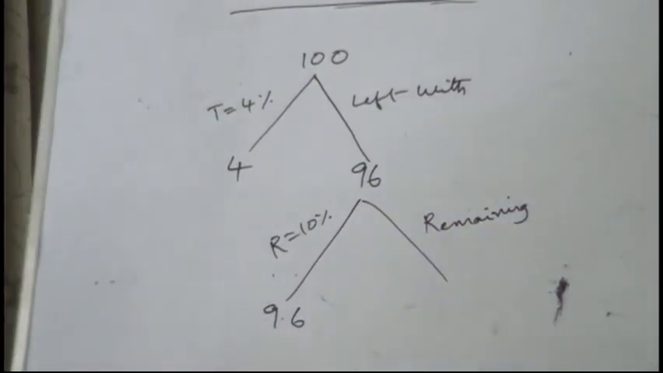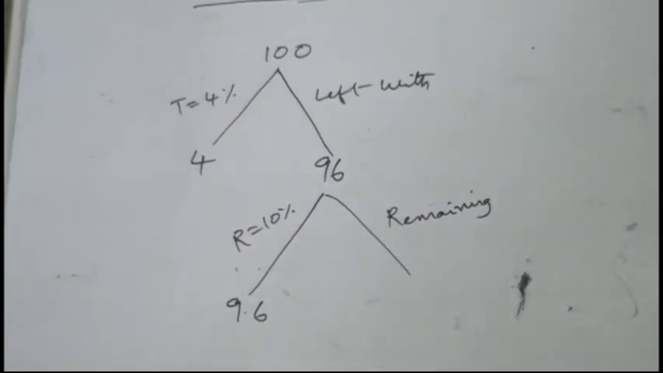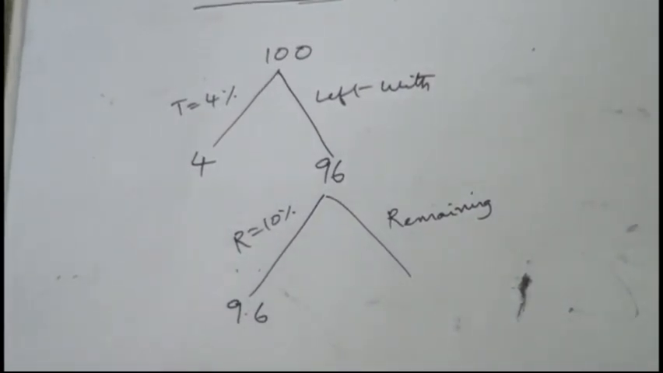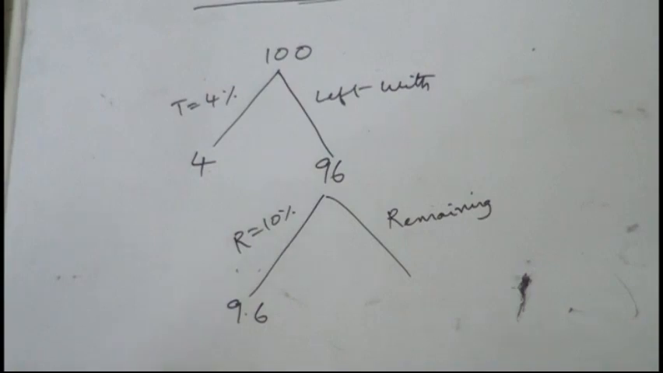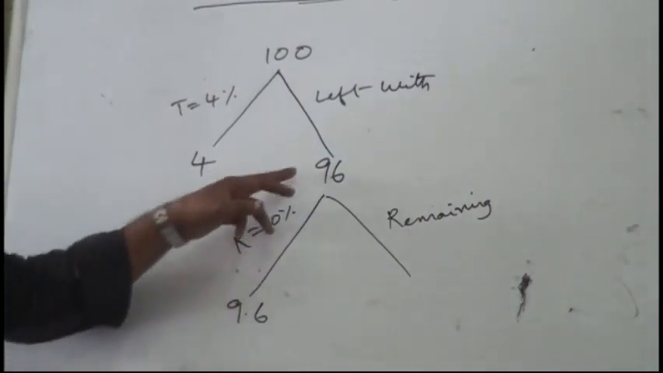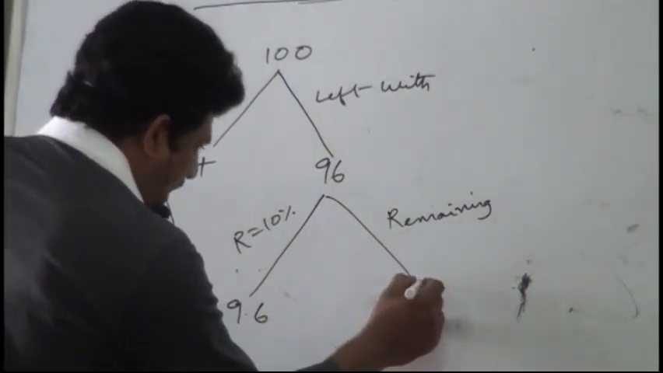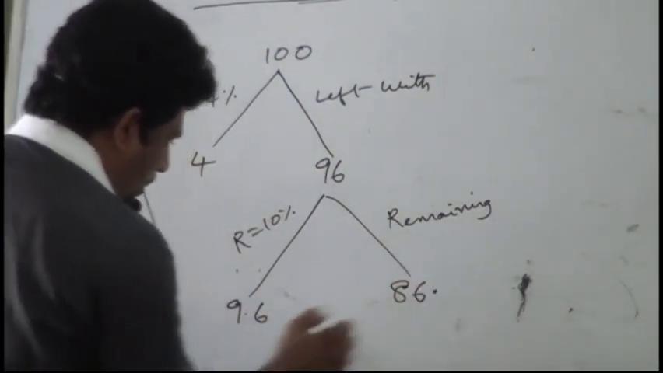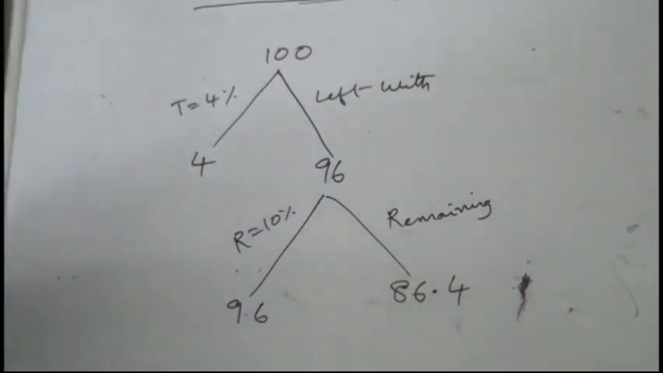So what is remaining? 96 minus 9.6. How to subtract? See, there is a difficulty. I'll tell you technique to subtract. Whenever you have to subtract something like this, round it up. I'm rounding it up. I say this is 10. 96 minus 10. I subtracted 0.4 extra here. That's why I'm adding 0.4 here. As simple as that.